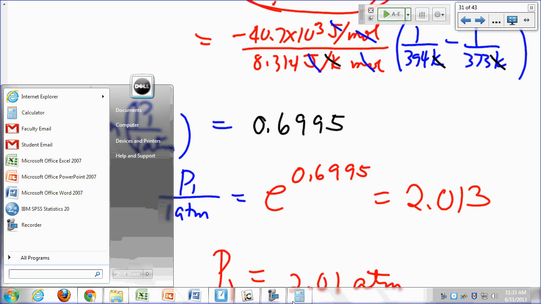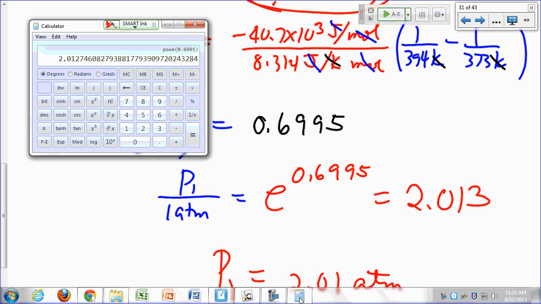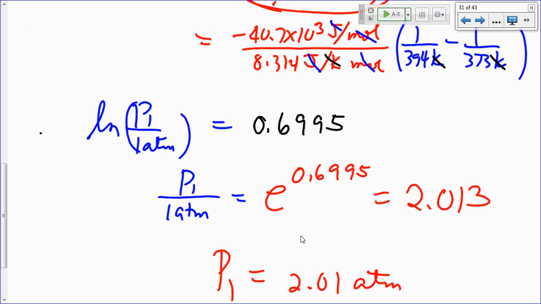Okay, let me just verify those numbers for you. Okay, 1 divided by 394 minus, open parenthesis, 1 divided by 373, close parenthesis, equals that times 40,700 divided by 8.314. Yeah, negative times negative 1, and then inverse log. Okay.